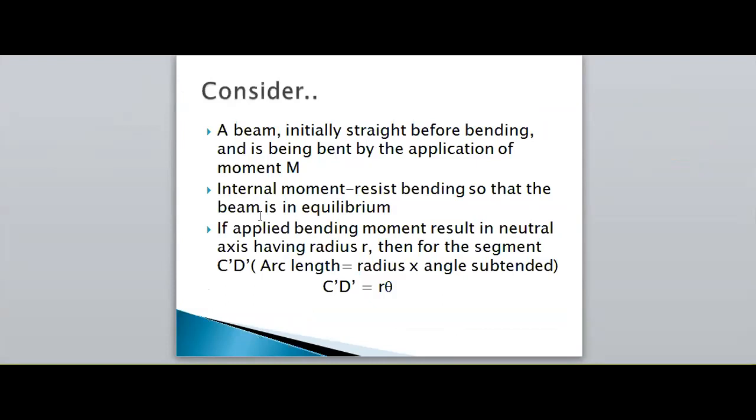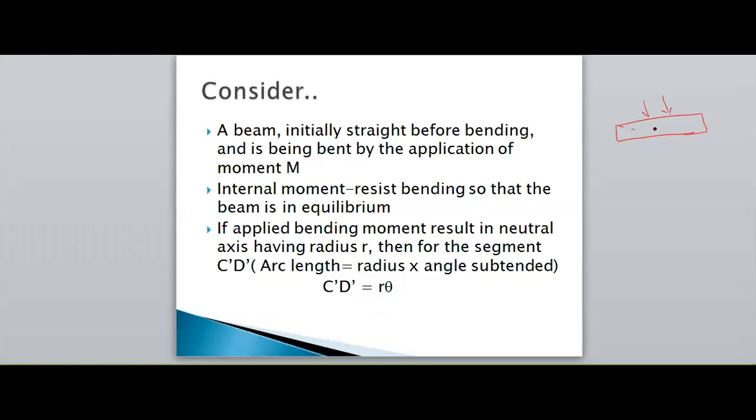So now, an external moment is applied on the beam and there is a resisting moment. To balance it, a resisting force needs to be applied against that moment. So we have studied up to now that a load is applied on the beam.